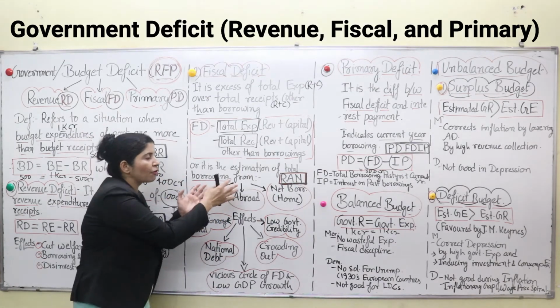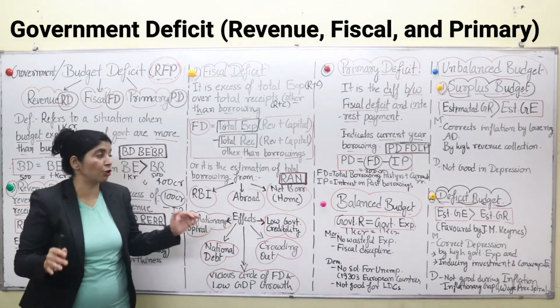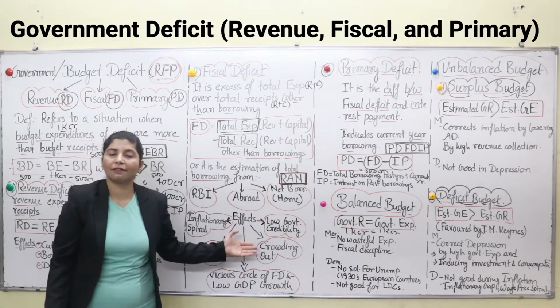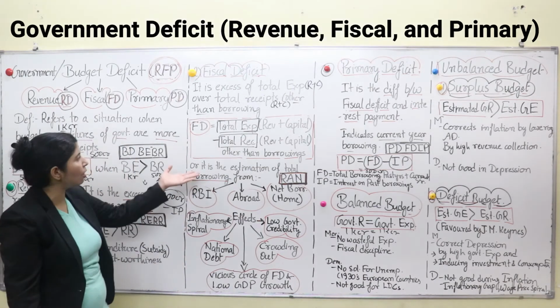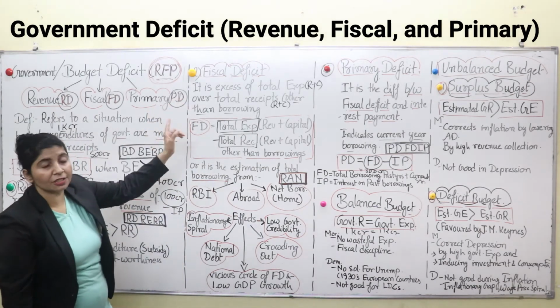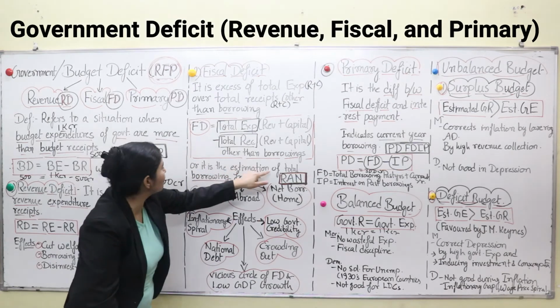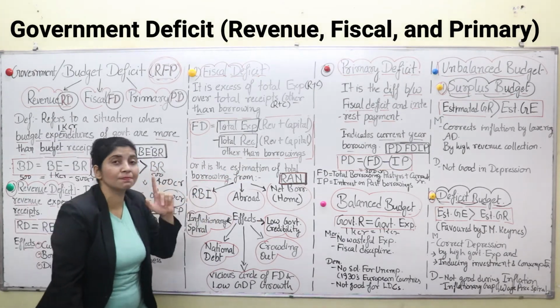So government has to borrow from here and there, and no funds are left for the private sector to invest. So in that manner, lower GDP will be there. Okay, so these are the ill effects of your borrowing or your fiscal deficit. So what is fiscal deficit? It is the estimation of total borrowings from different sources by the government.